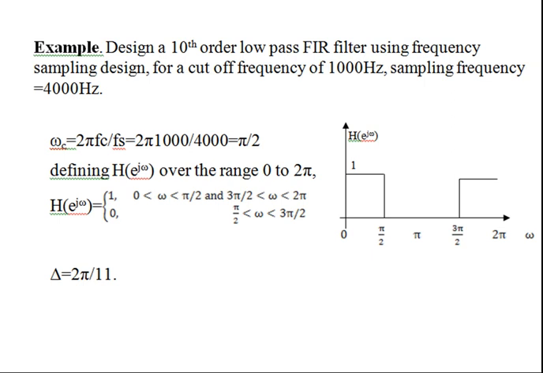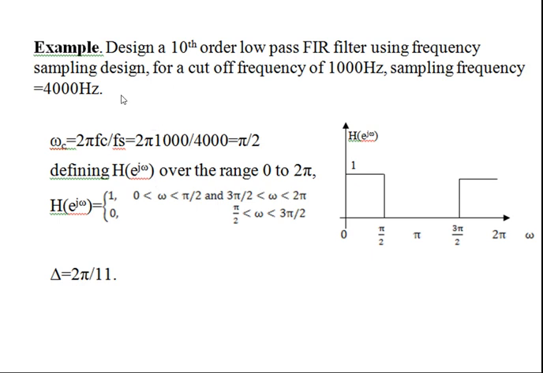So let us see an example. Design a 10th order low pass FIR filter using frequency sampling design for a cutoff frequency of 1000 Hz, sampling frequency of 1000 Hz. In this case, we are starting with an ideal response. This ideal frequency response has sharp transition bands. We can even start with non-ideal, sloping transition bands. In the coming slides, we will discuss that.